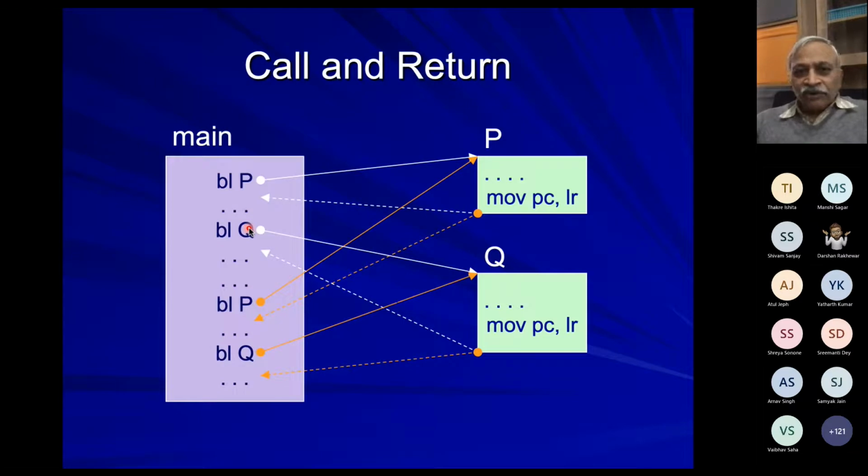Here it shows the picture that in main you have the BL instruction where the call is occurring, and at the end of the procedures or functions, you have this move PC LR instruction.